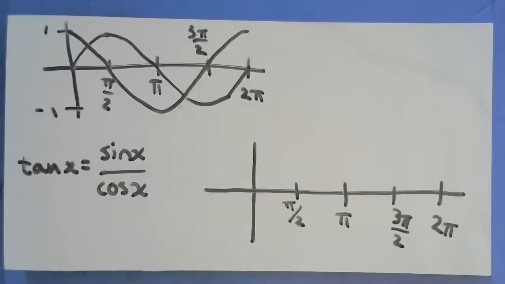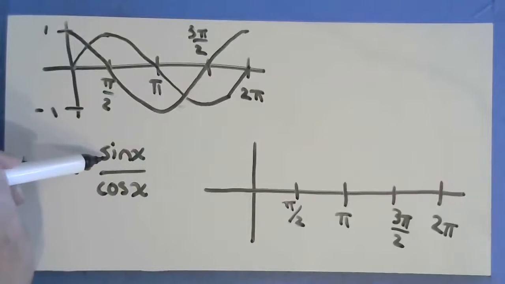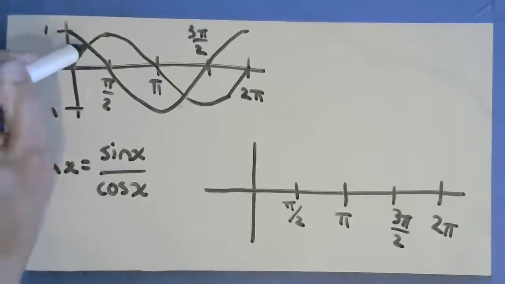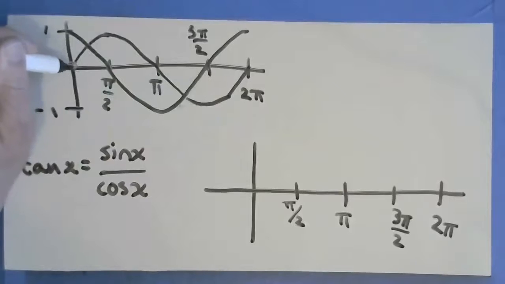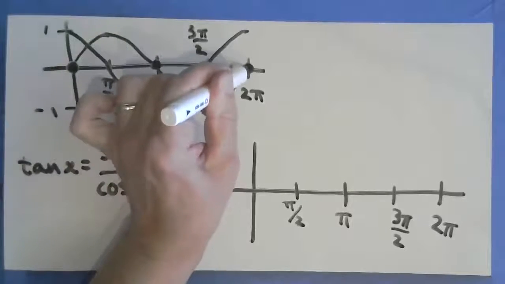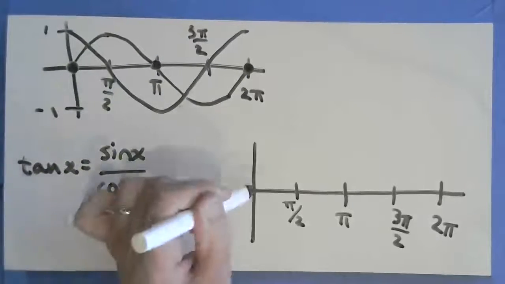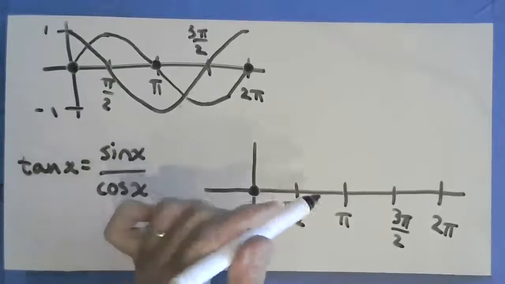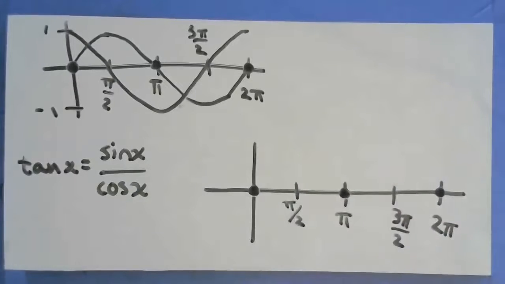The first thing that we recognize is that this is a fraction, and the fraction is equal to 0 when the numerator is equal to 0. And the numerator is sine x. Sine x is this curve here. And so what we see is that sine x is equal to 0 at 0, pi, and 2 pi. If sine is equal to 0, then tangent is equal to 0. So tangent is equal to 0 at 0, pi, and 2 pi.